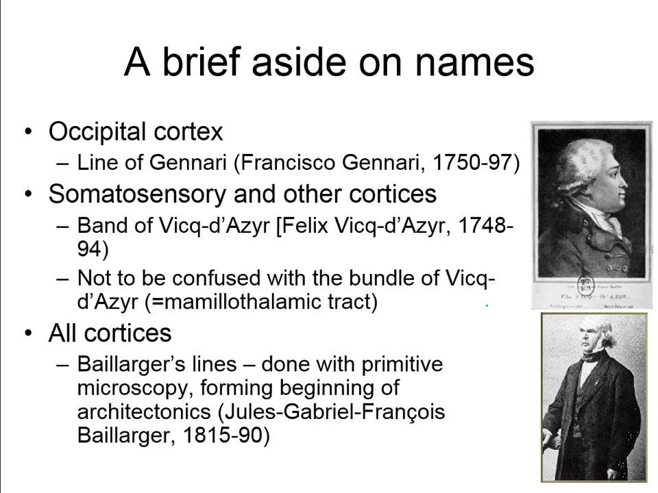Just a quick word, Gennari described it in the occipital lobe. It's the easiest one to see. It turns out that there are ones in somatosensory cortex, and it's known as the band of Vicq d'Azyr. But all cortices, in fact, if you look hard enough, you can see a white matter terminal field in layer 4. And that's known as the lines of Baillarger. And he was the very first person to begin to try and say, what are the similarities as you look, he actually looked with a handheld lens, what are the similarities between cortical organization? What are the differences? He was the very first person to try and get at structural maps.